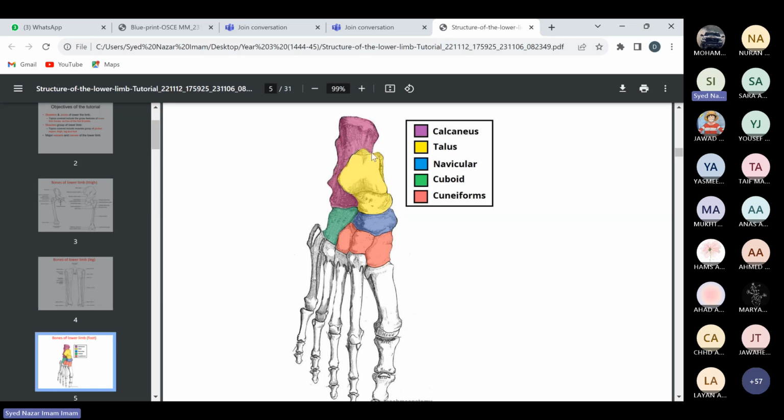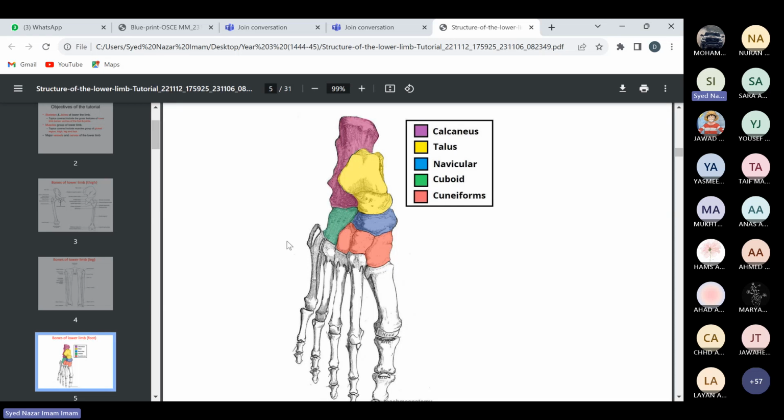This is called calcaneum, and on the top of the calcaneum we have talus. Just anterior to the talus is navicular, and anterior to navicular we have the three cuneiforms: medial, intermediate, and lateral cuneiform. And just in front of the calcaneum we have the cuboid. So this is for the identification.